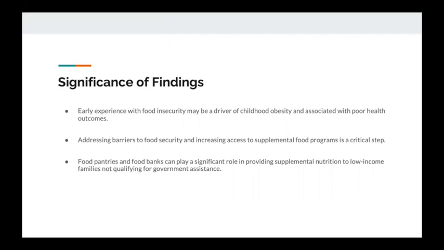The State of Childhood Obesity, an initiative by the Robert Wood Johnson Foundation, has provided 5 policy recommendations related to SNAP. Additionally, food pantries and food banks can also play a significant role in providing supplemental nutrition to low-income families not qualifying for government assistance. For instance, ensuring USDA-funded programs such as TEFAP, the Emergency Food Assistance Program, and nonprofit agencies such as Feeding America may help alleviate food insecurity and food insufficiency in affected households with children.